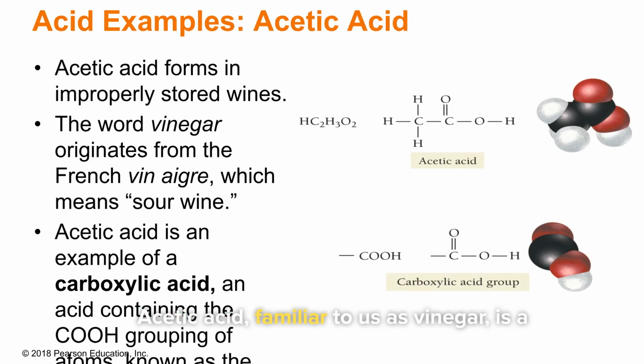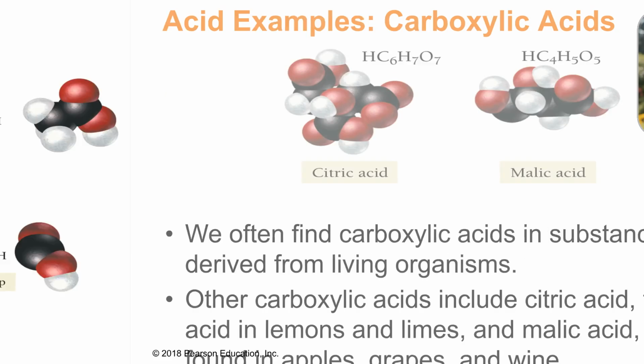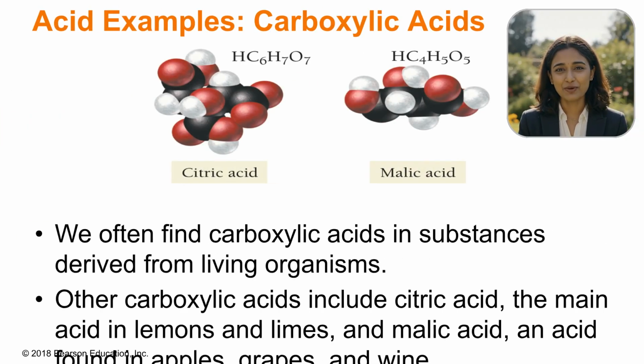Acetic acid, familiar to us as vinegar, is a carboxylic acid. This class of acids is defined by the presence of a specific grouping of atoms, known as the carboxylic acid group. Carboxylic acids are frequently found in nature. For instance, citric acid gives lemons their tang, while malic acid is found in apples and grapes.